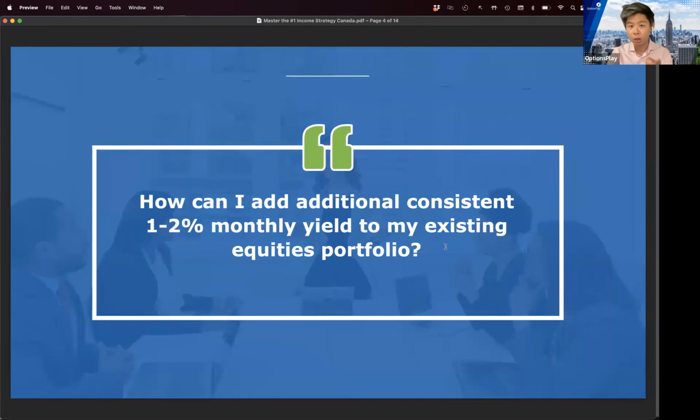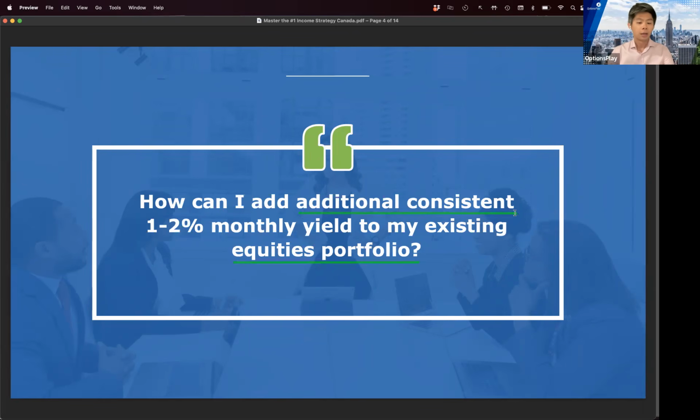But the primary thing that I want you to be able to walk away from this session is a clear understanding as to how can you add consistent yield to your portfolio, roughly 1 to 2% monthly yield to your existing equities portfolio. And remember, the key word here is existing equities portfolio and adding consistent yield.